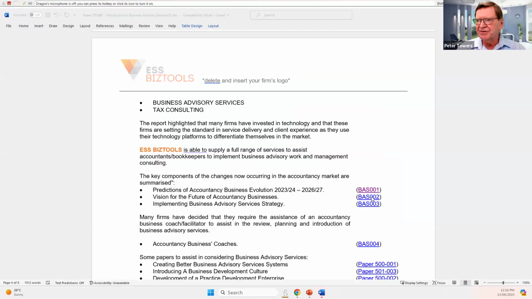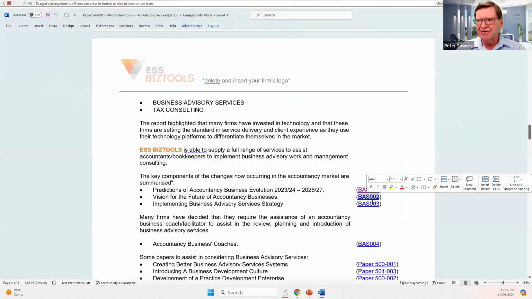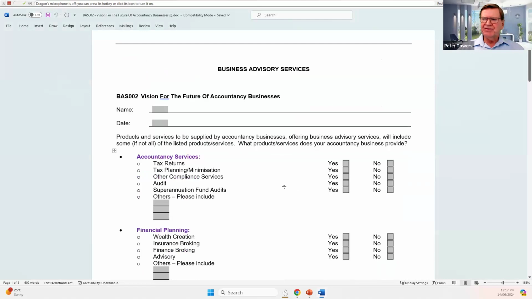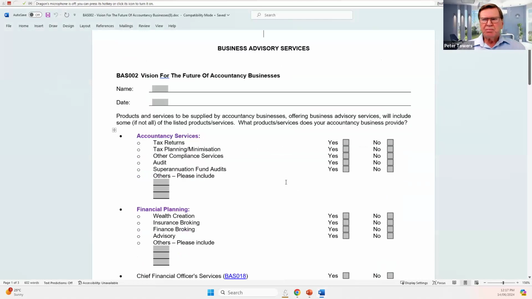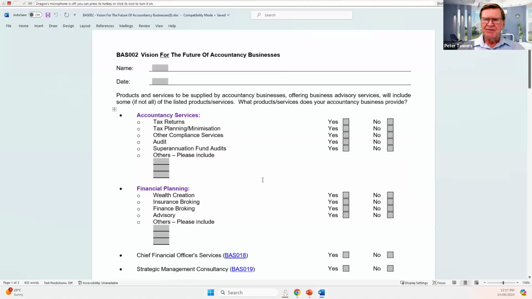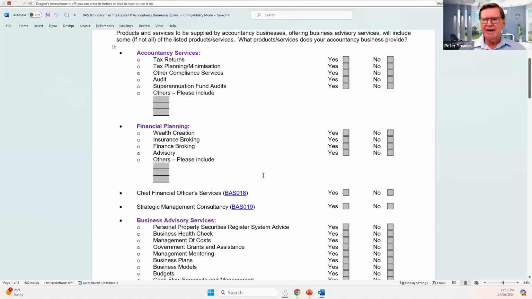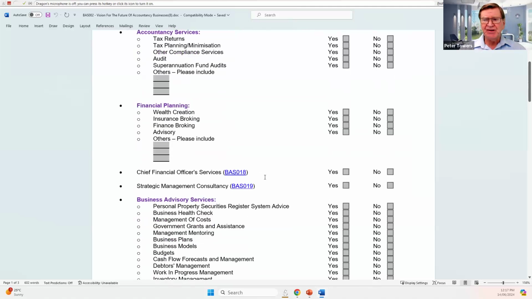The next one I want to go to is the vision for the future of accountancy businesses. And this is a form that's in your system, which is doing a survey. What's your thoughts on accountancy services, products to be supplied by your firm? So we've got the traditional services as they currently exist. Tax returns, tax planning, very important. Other compliance services, audit, financial planning, chief financial officer services, strategic management services.